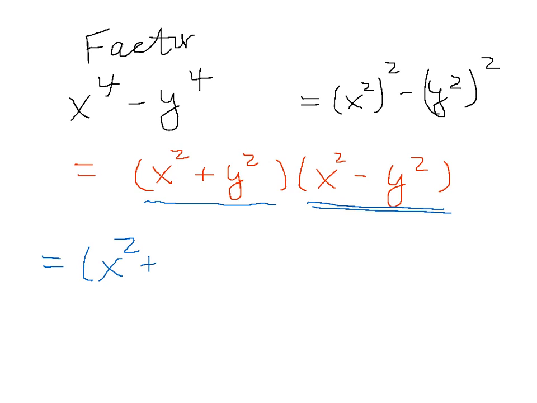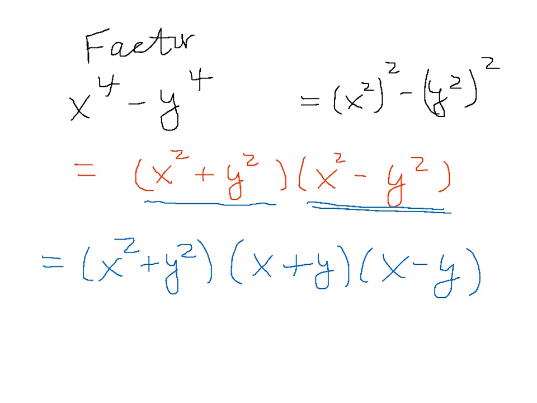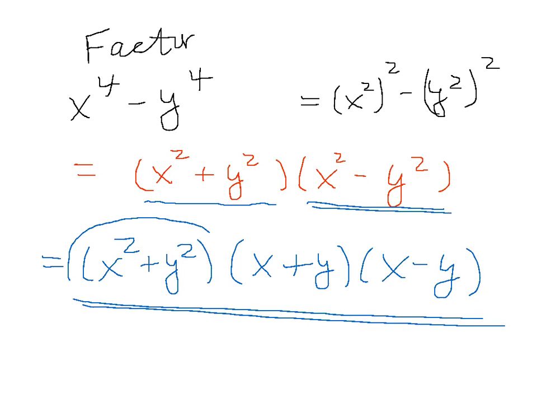This is x squared plus y squared. But x squared minus y squared, again, is the difference of two squares. X plus y, x minus y. So this is an example of a problem in which you need to factor twice in order to get completely to the end. And remember, this right here is prime. It doesn't factor. Okay?